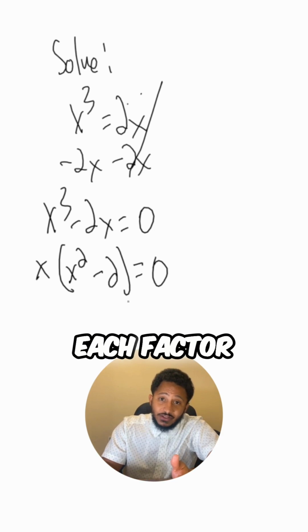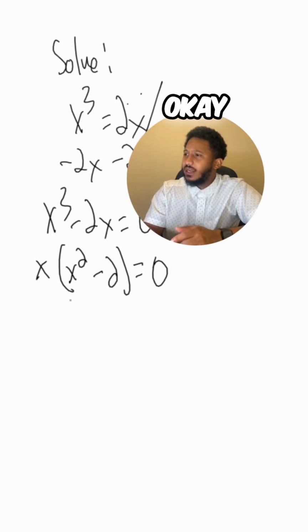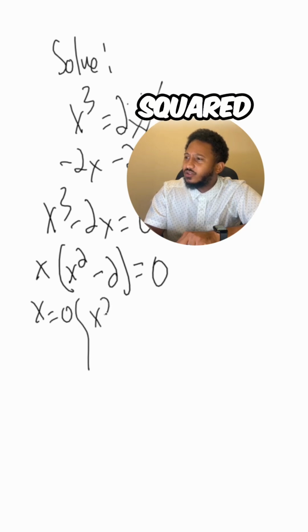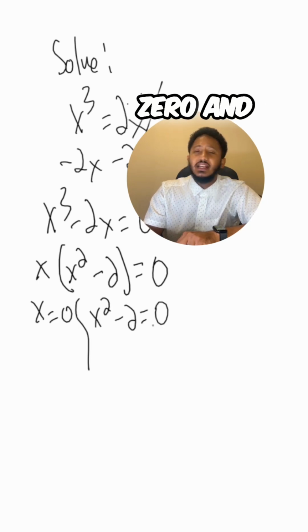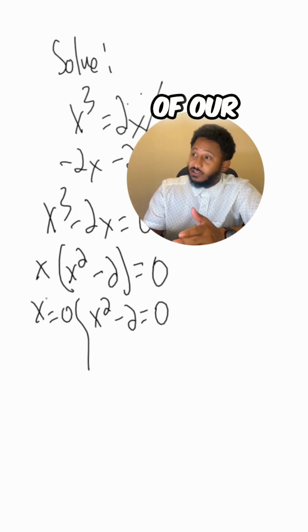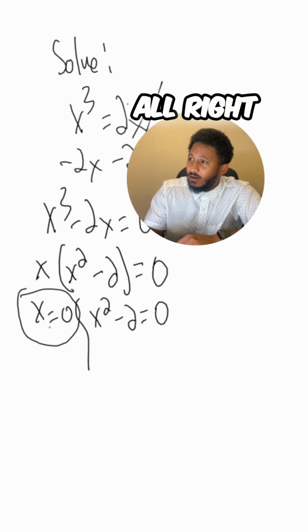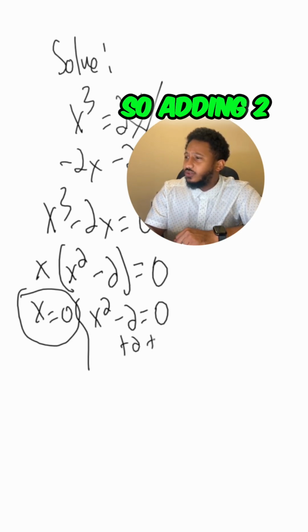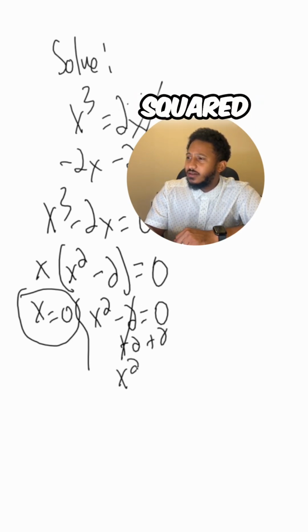Now we can set each factor equal to 0. Okay, so in other words, let x equal 0. Got it. And then x squared minus 2 equals 0. And solve each of these equations separately. Okay, so here we have x equals 0. That's one of our solutions. Not too bad. And then here we would add 2 to both sides. Okay, so adding 2 to both sides, we get x squared equals 2.